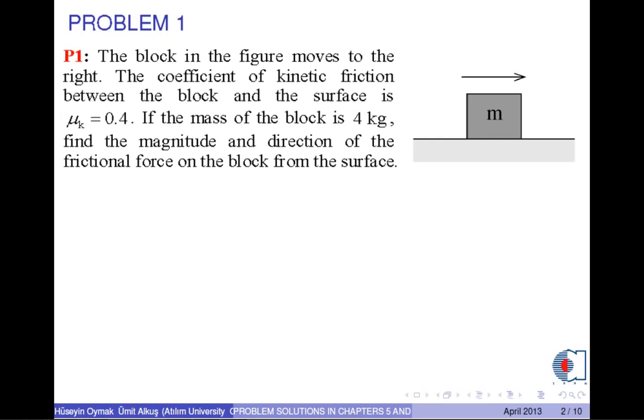First of all, we collect the known quantities, which are the coefficient of kinetic friction, that is mu k, being equal to 0.4, the mass of the block, which is denoted by m, being equal to 4 kg, and despite not given, generally we take the gravitational acceleration, that is g, as 9.80 meter per second squared, and it is in the downward direction.